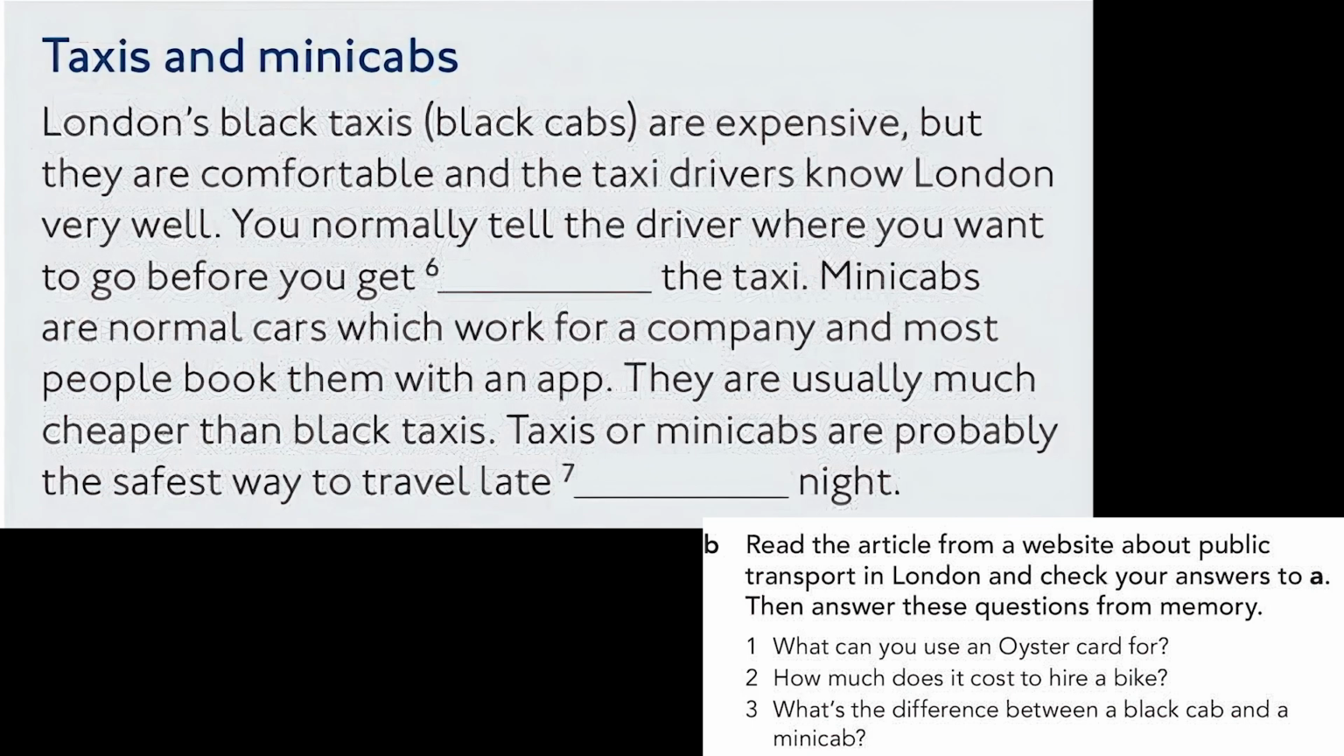Taxis and minicabs. London's black taxis, black cabs, are expensive, but they're comfortable and the taxi drivers know London very well. You normally tell the driver where you want to go before you get in the taxi. Minicabs are normal cars which work for a company, and most people book them with an app. They're usually much cheaper than black taxis. Taxis or minicabs are probably the safest way to travel late at night.